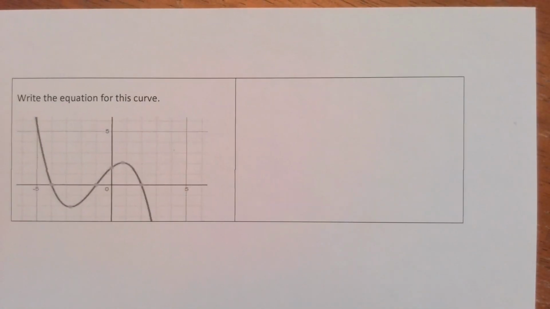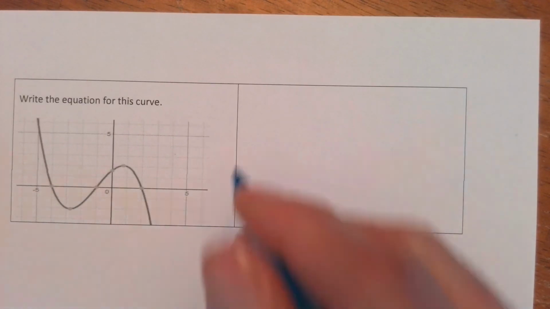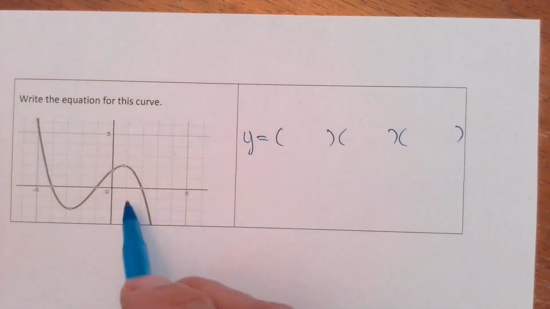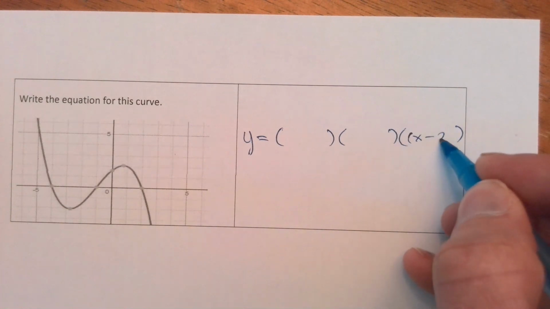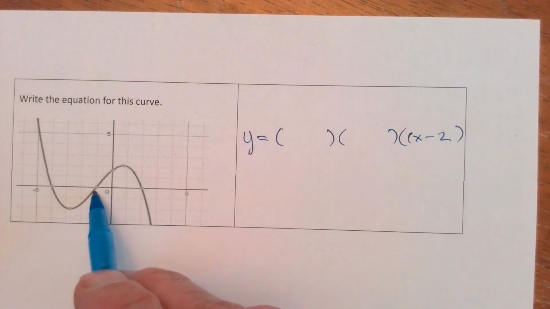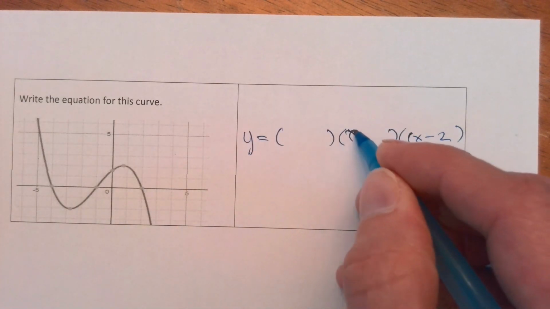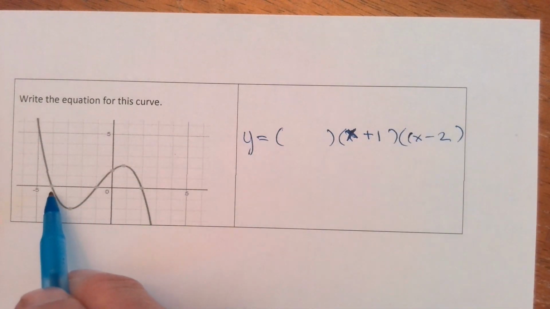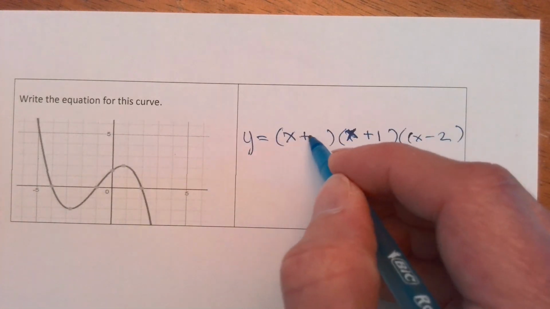Okay, we're almost done. We have one more problem. Write the equation for this curve. And the equation for this curve, as best I know, will have 3 factors in it because there are 3 x-intercepts. There's one here at 2, so you'd have a factor of x minus 2. There's one here at negative 1, so you'd have a factor of x plus 1. And then there's an x-intercept at negative 4, and that tells me we would have a factor of x plus 4.